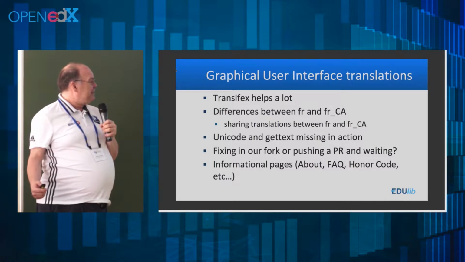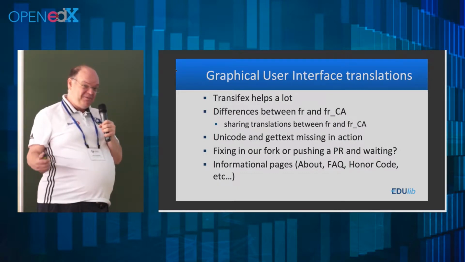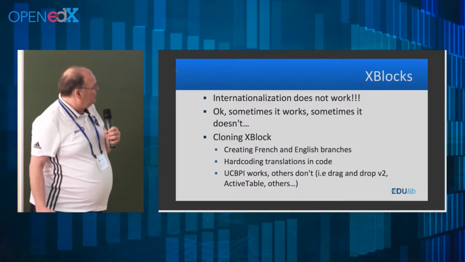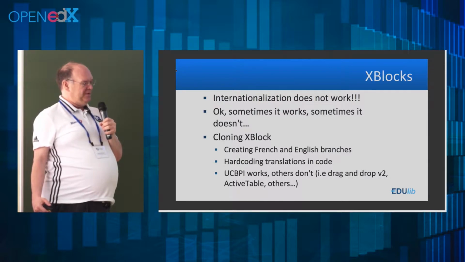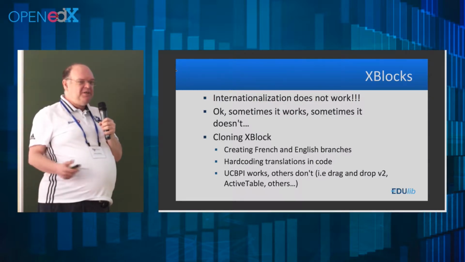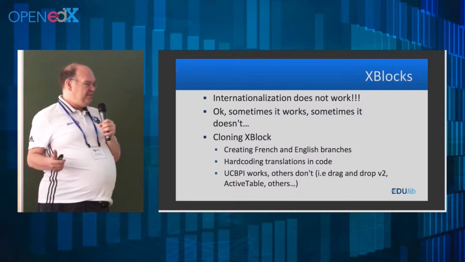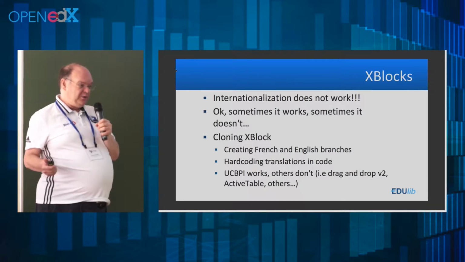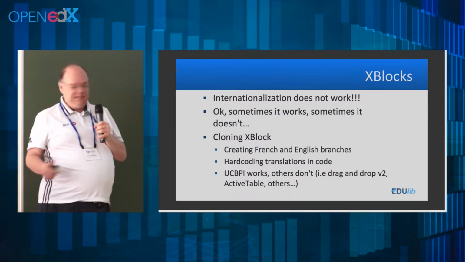Then you have to translate informational pages, like the about page, the FAQ, the honor code, and all these. So you have to have a page in English and a page in French. Oh, XBlocks. That has been one of my major problems. For example, sometimes there is supposed to be some code to internationalize XBlocks. It doesn't work. For example, for UBCPI, we had to clone the fork, create a French branch and an English branch, and then that means that depending on the course, you use either the French or the English version.